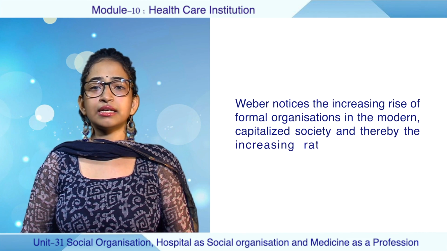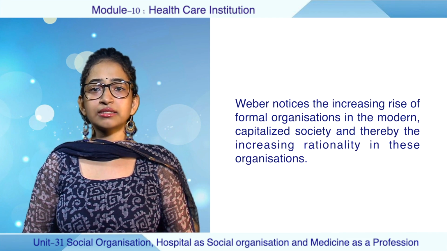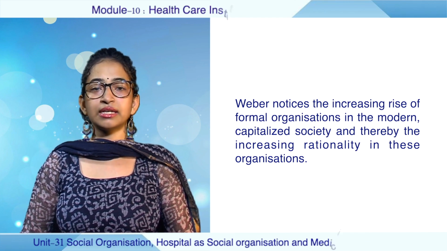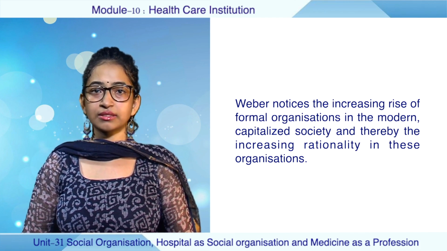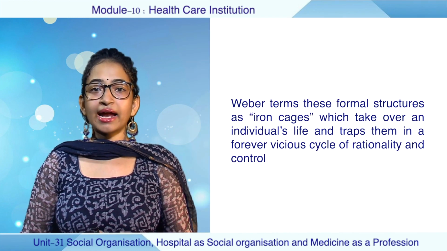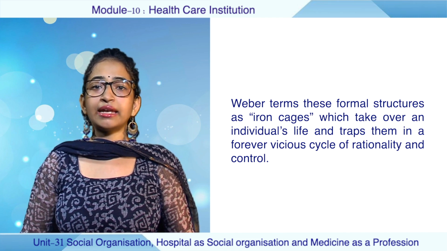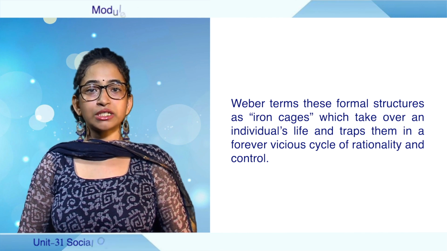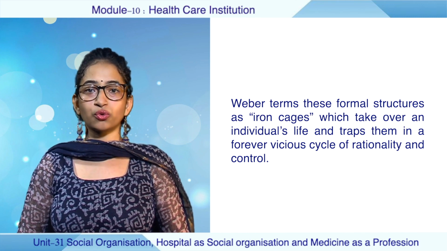In his book on theory of social and economic organization, Weber notices the increasing rise of formal organization in the modern capitalized society and thereby the increasing rationality in these organizations. As the interpersonal relationships between the members diminish substantially in the formal organization, Weber terms them as iron cages which take over an individual's life and trap them in a forever vicious circle of rationality and control.